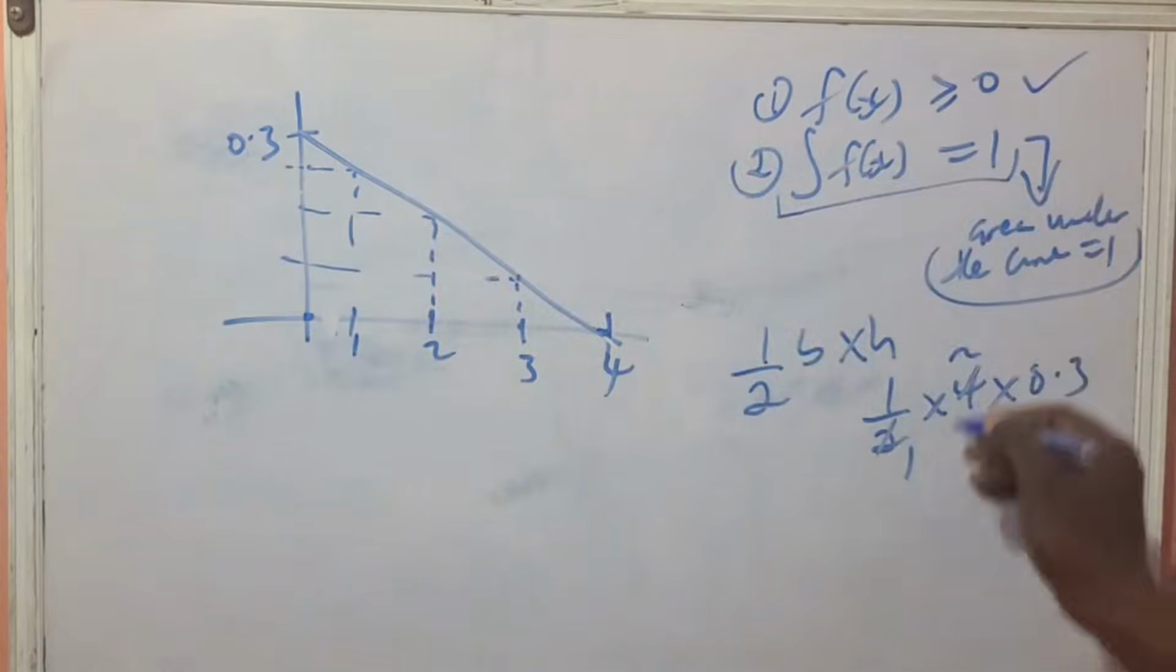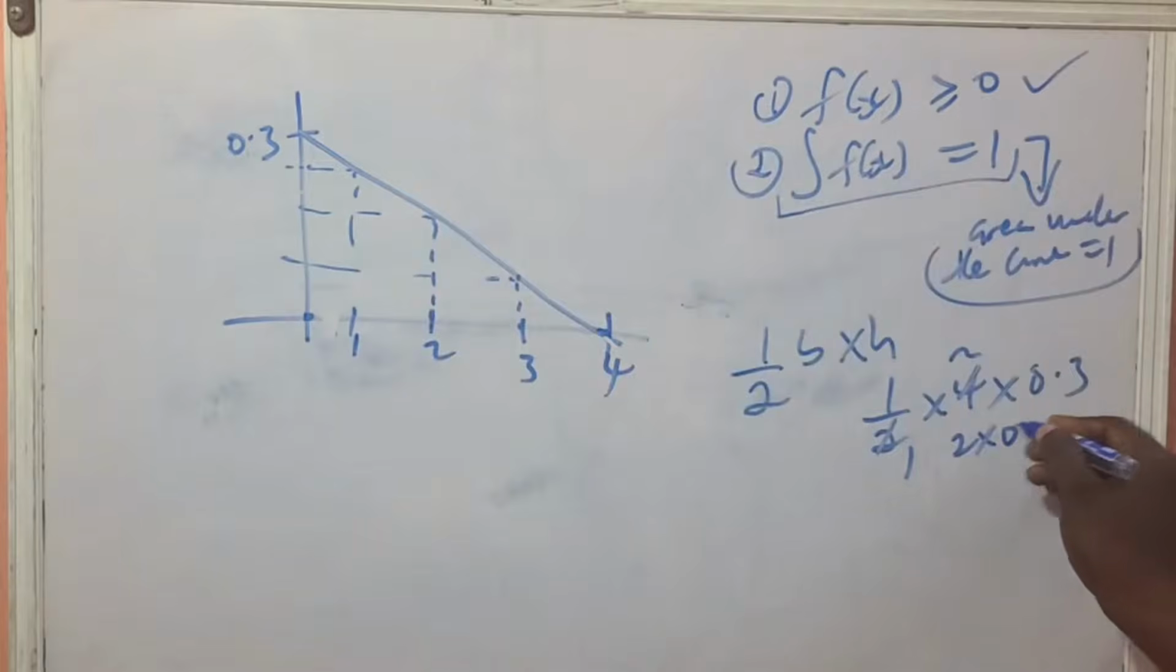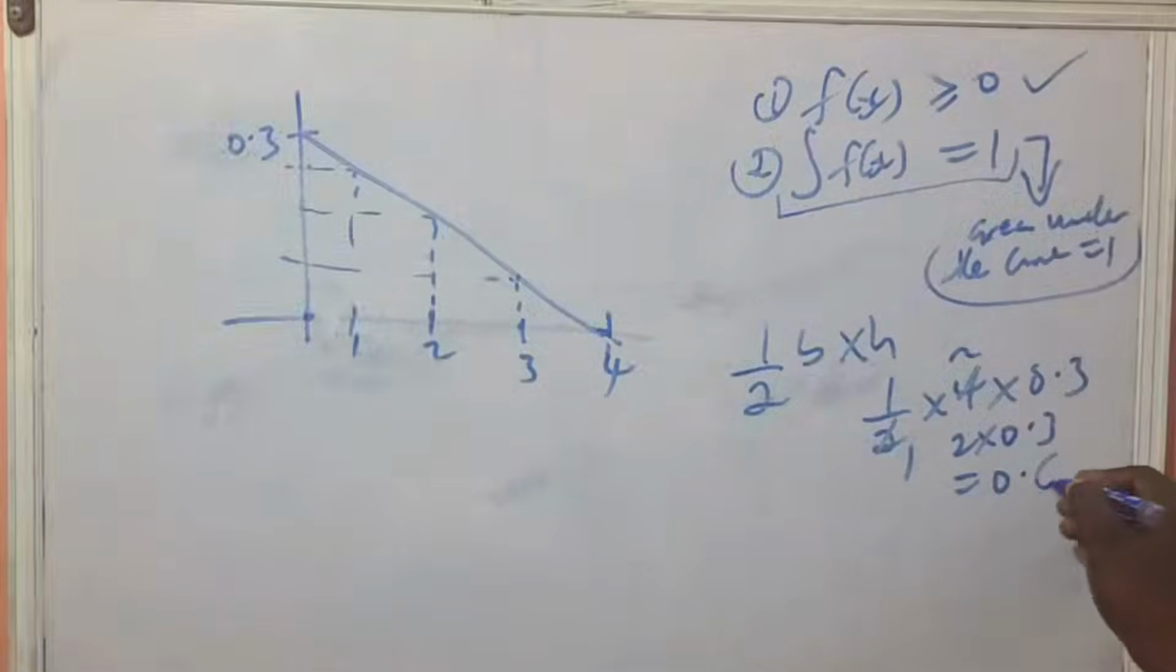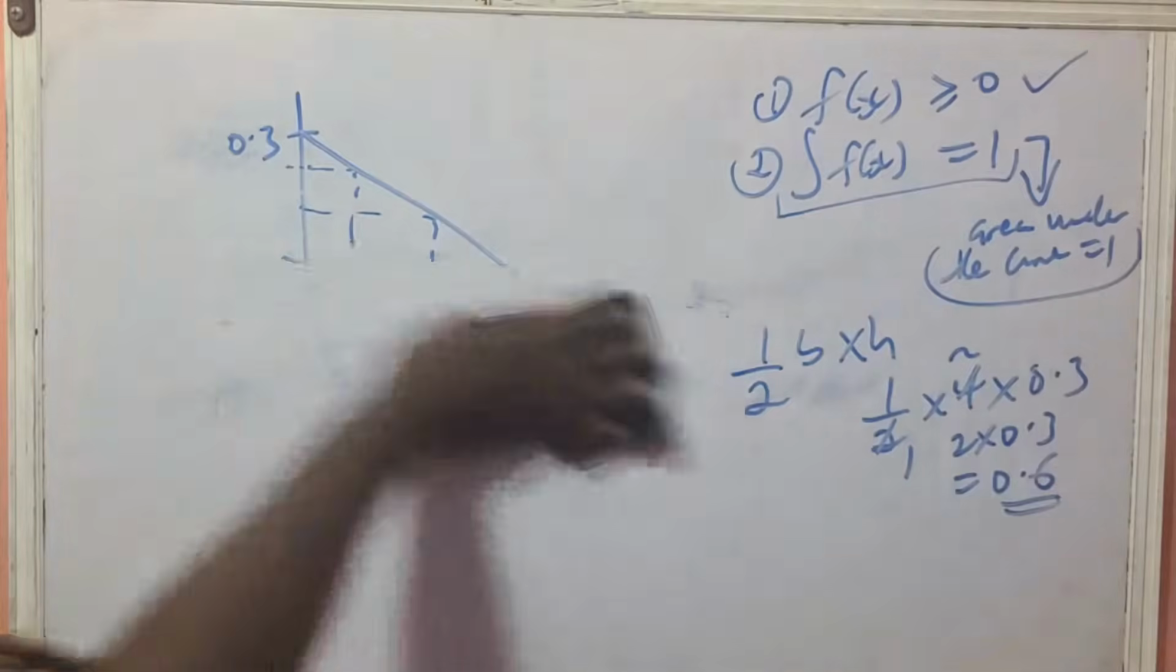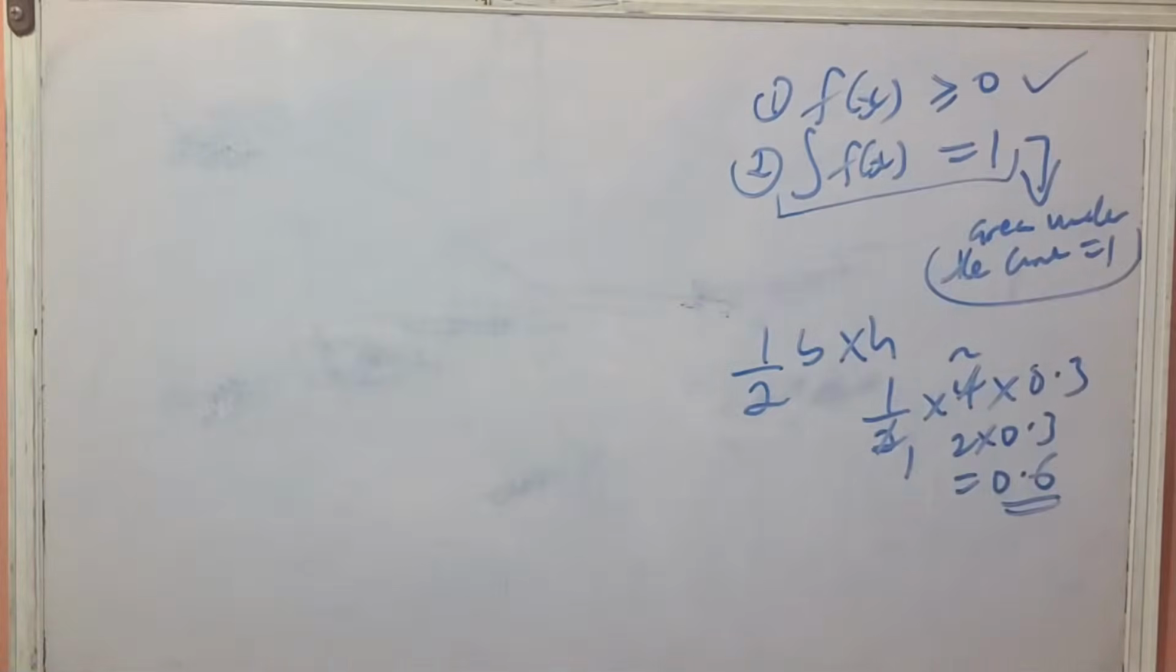Calculate this. You have 2 go here 1, 2 go here 2. That's 2 times 0.3. This gives you 0.6. This doesn't give me 1. The area doesn't give me 1. So obviously, this is not a PDF. The area under the curve must be equal to 1. If it's not equal to 1, then it's not a PDF. All right. So that's good. I'm sure you guys are learning something good. So let's see this other shape and let's see what you say about it.